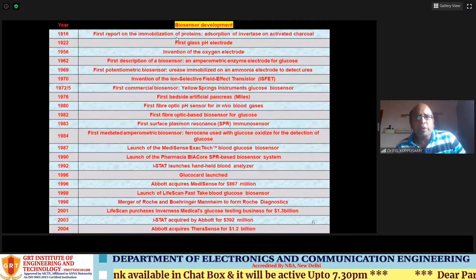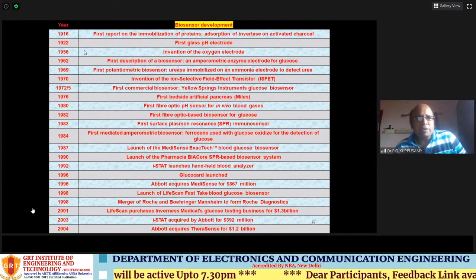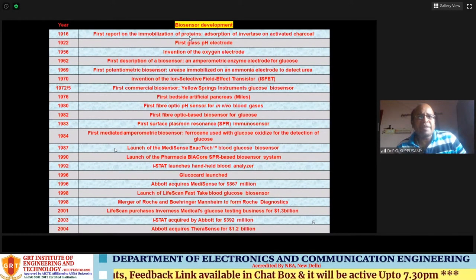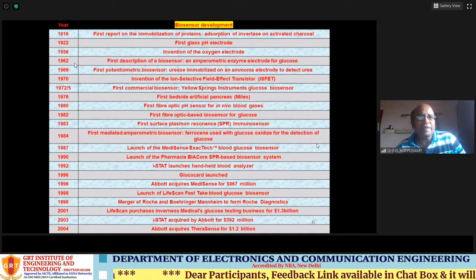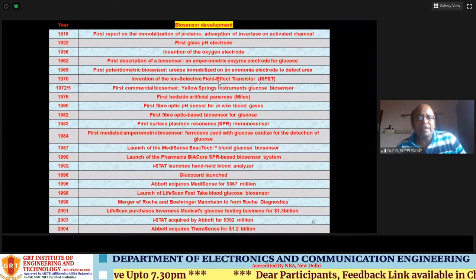Now I am going to provide the biosensor development, which actually started in the year 1916, with the first report on immobilization of proteins. In 1922, a pH electrode was developed. In 1956, they found an oxygen electrode. In 1962, they made a biosensor with the help of an amperometric enzyme electrode for glucose. So glucose played an important role. In 1969, they found a potentiometric biosensor. In 1970, they invented the ISFET, ion selective field effect transistor. In 1972 and 1975, they found the Yellow Springs Instrument glucose biosensor.